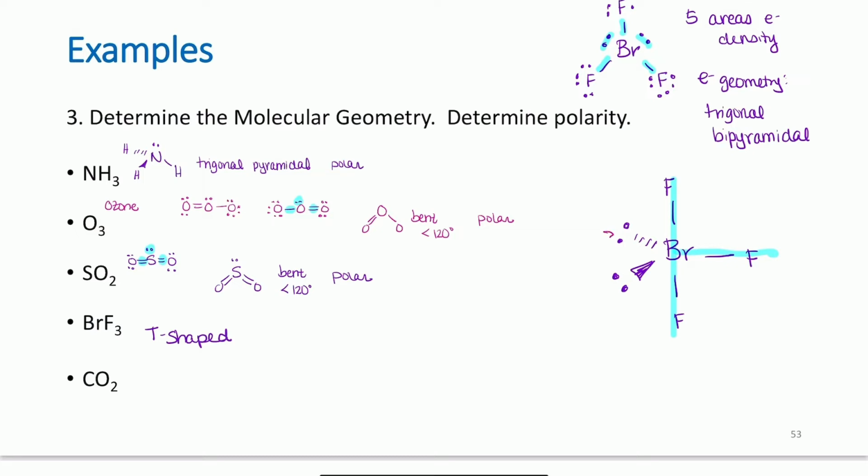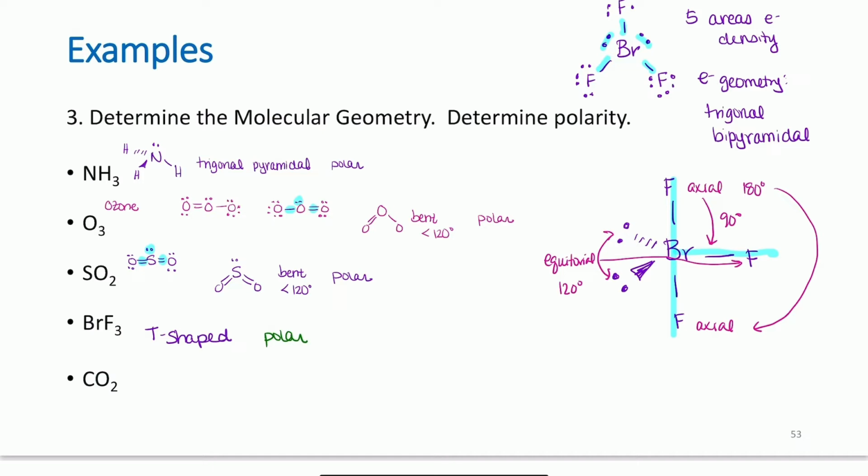Again, these are called this and this position, equatorial. This is axial. This is axial. Axial are 180 degrees apart. They're 90 degrees to my equatorial, and the equatorial are 120 degrees apart. Because I have the lone pair there, it's probably a little bit smaller. Two lone pairs actually make it even smaller. And fluorine is more electronegative than bromine. This is polar.